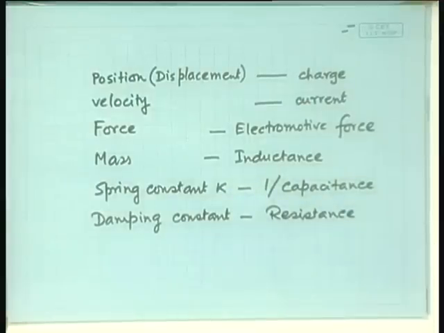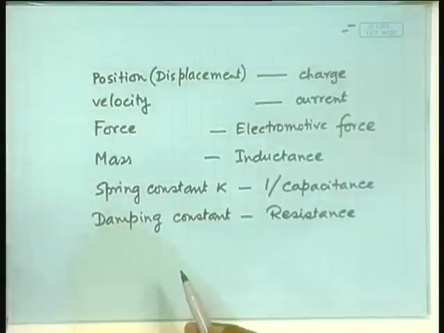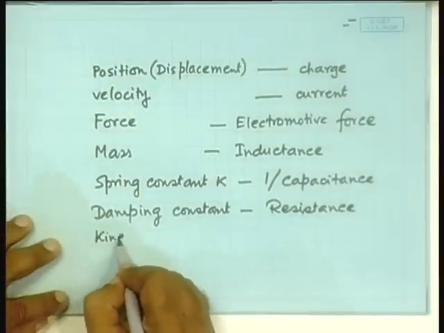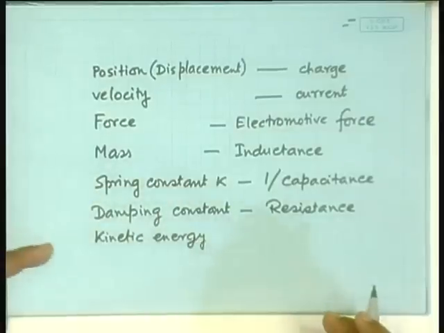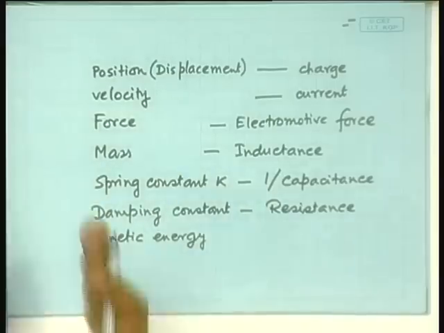Finally, the two things I forgot to talk about in the last class. In the mechanical domain, there are two types of energy, the kinetic energy and the potential energy. So, let us see what they are equivalent to. The kinetic energy is half m v square. M is equivalent to L, v is proportional to I. So, half L I square, what is half L I square? The energy stored in the inductor.